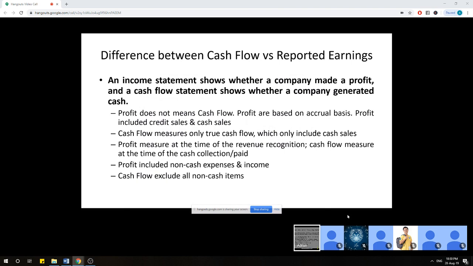the company already received your cash. Therefore, in the cash flow statement, the company will record the full 10K in the cash flow. But in the profit statement, the profit may not recognize the 10K because the company has not yet fully serviced the customer. They will recognize it when the customer has gone in 10 times already, then only is this 10K fully recognized under profit. So that is the difference between cash flow and reported earning.